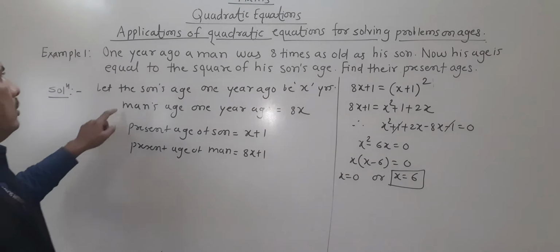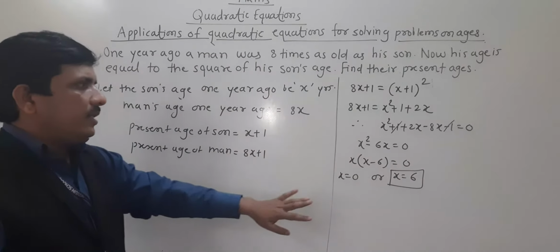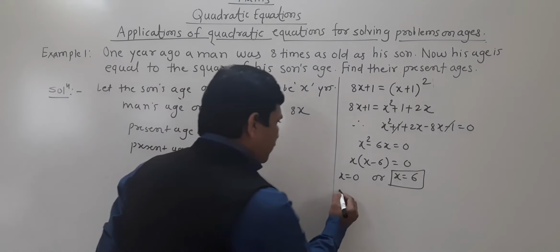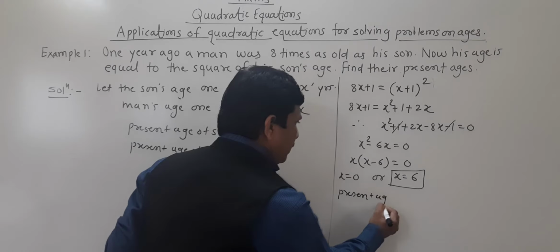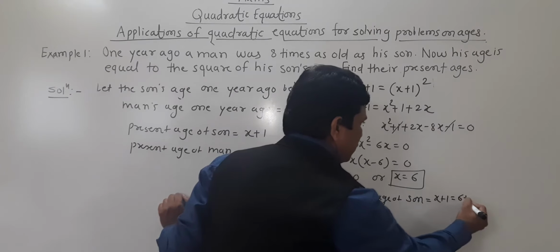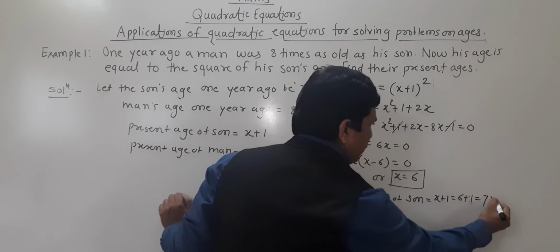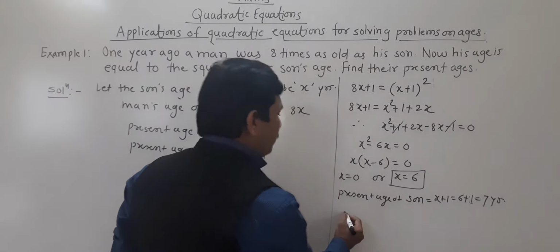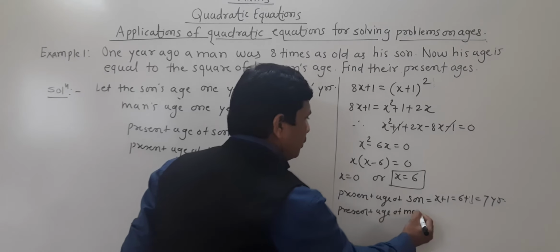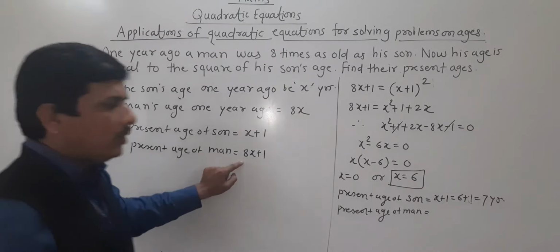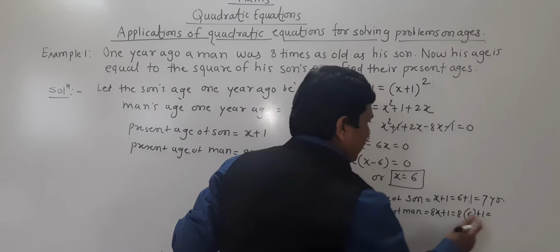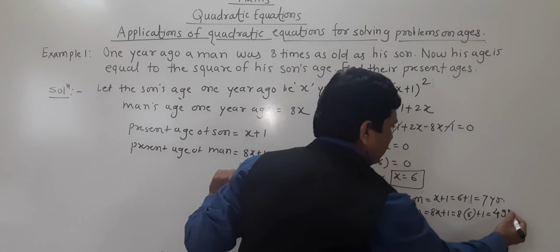So the son's age 1 year ago, x years, means 6 years. After that, the present age of son is x plus 1, that is 6 plus 1 is equal to 7 years. And the present age of man is equal to 8x plus 1, that is 8 into 6 plus 1. 8 sixes are 48, plus 1, 49 years.